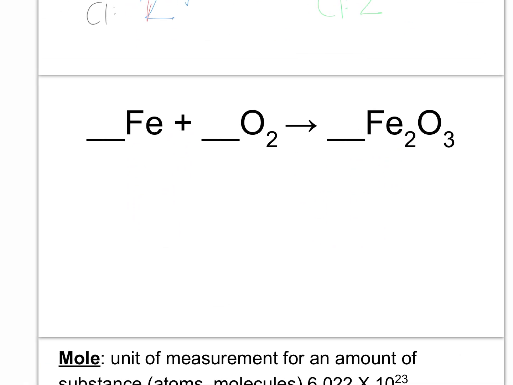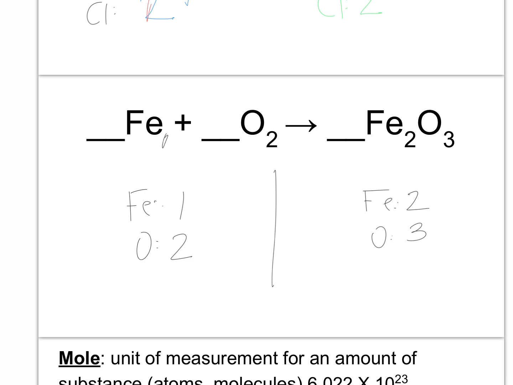Let's come to this one. Same process. So I'm starting with just 1 of my irons, Fe, 2 of my oxygens on the left, and on the other side I have 2 irons and 3 oxygens. And it's kind of just a little bit of trial and error until you start to figure it out.